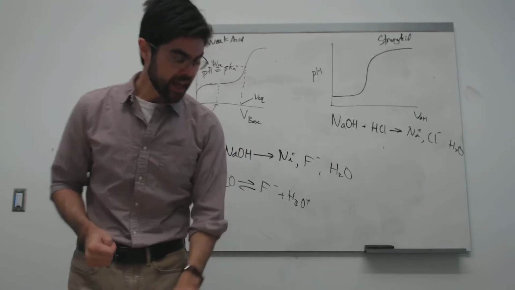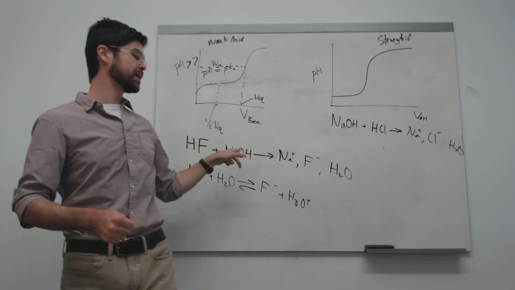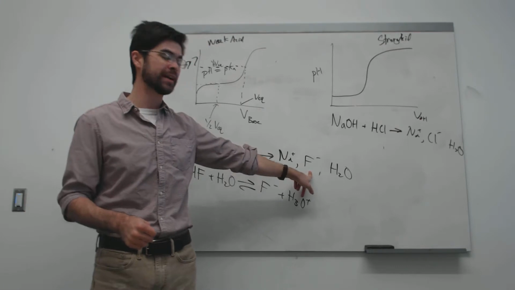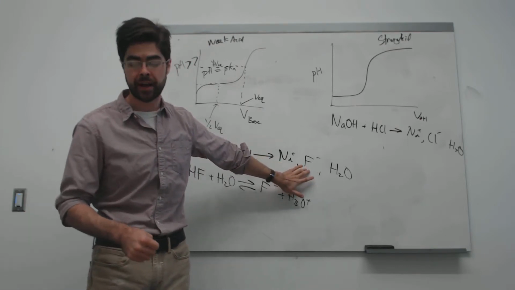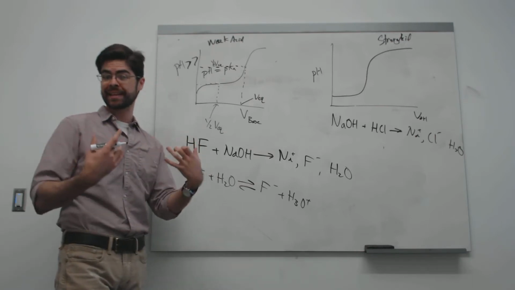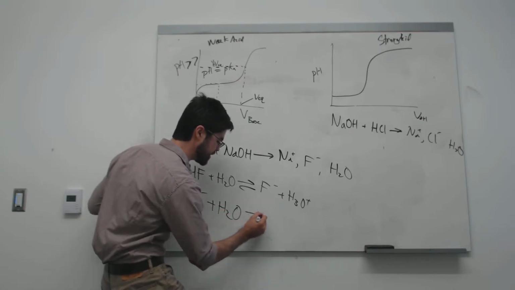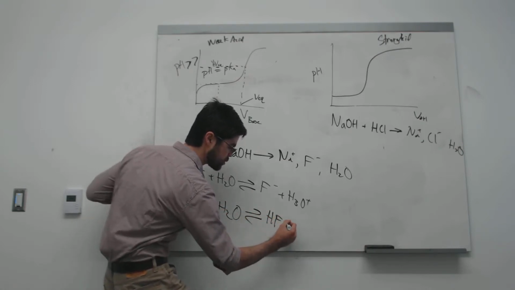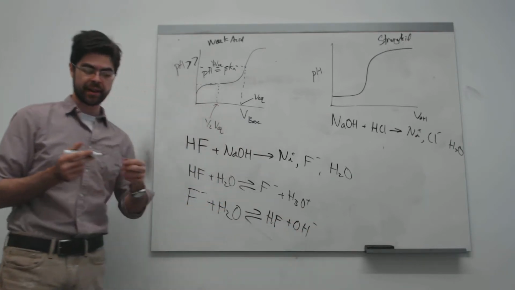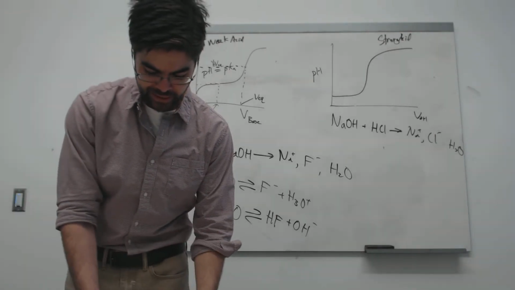Why is the pH at the equivalence point slightly basic? Again, it's slightly basic because at the equivalence point, you have converted all of your acid into its conjugate base. And that conjugate base can behave like a base and make the solution slightly basic. So the fluoride ion reacts with water as a base and produces hydrofluoric acid and hydroxide ions. And the presence of those hydroxide ions causes the solution to be slightly basic.